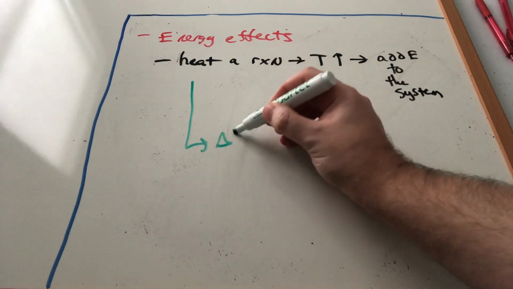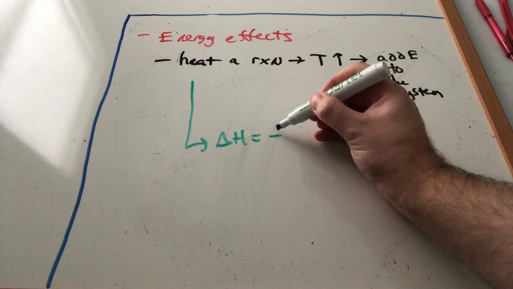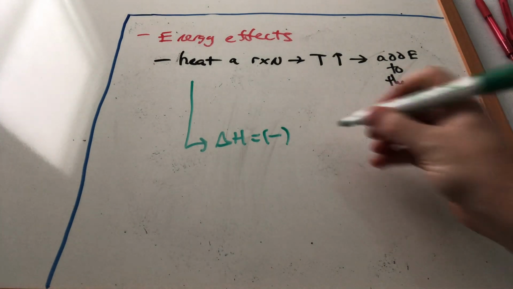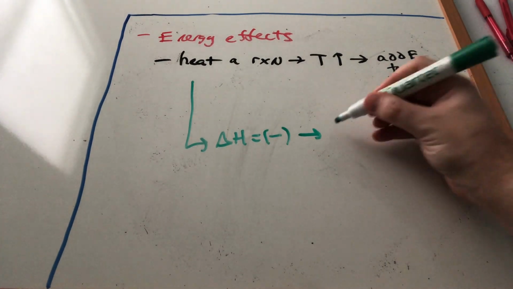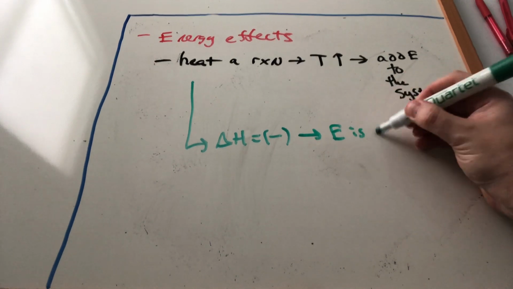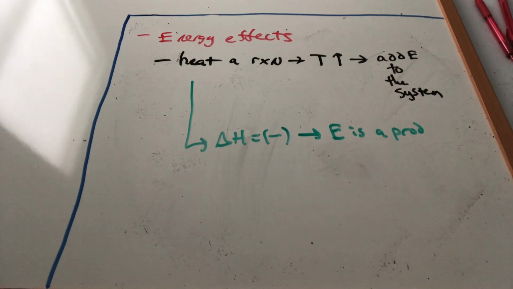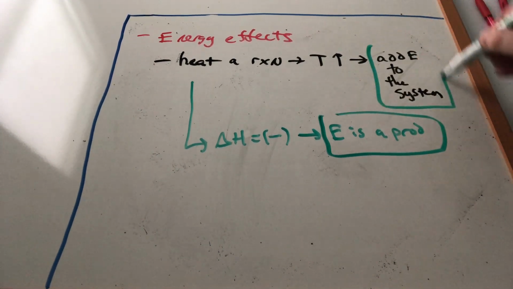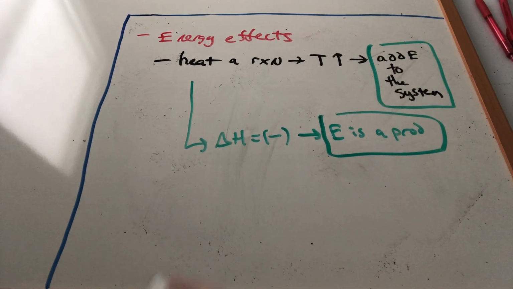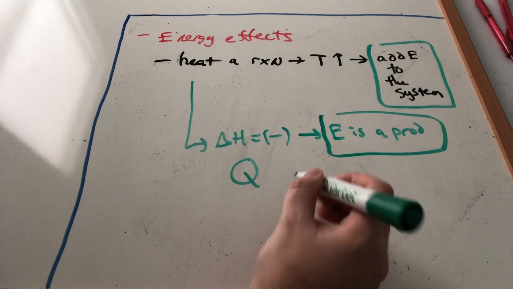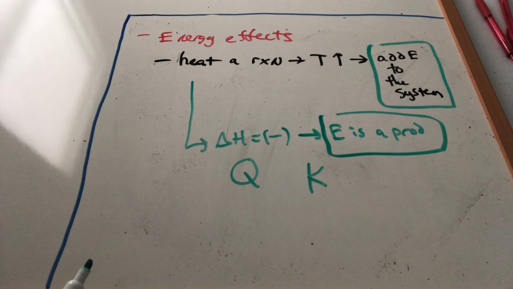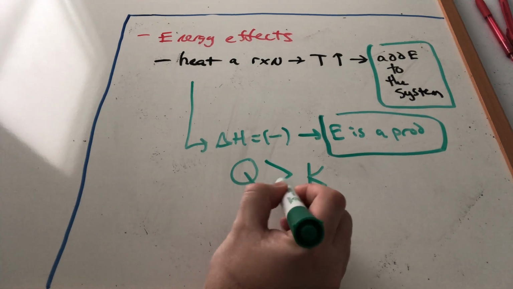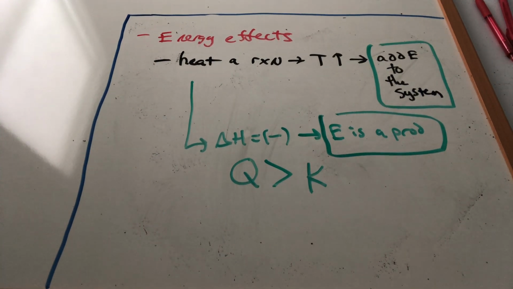So let's look at a situation where delta H is negative first. Let's do an exothermic situation. Remember, for exothermic situations, the energy is a product. We are adding energy to the system. Hopefully you guys can predict what I'm going to write here. We're adding product here. Q is greater than K.